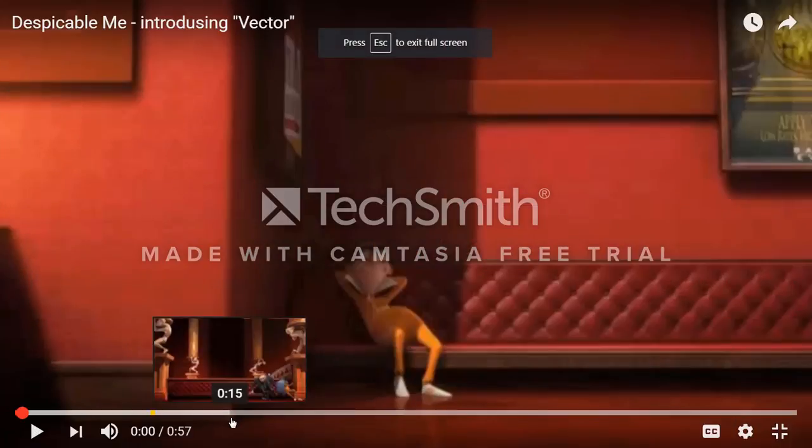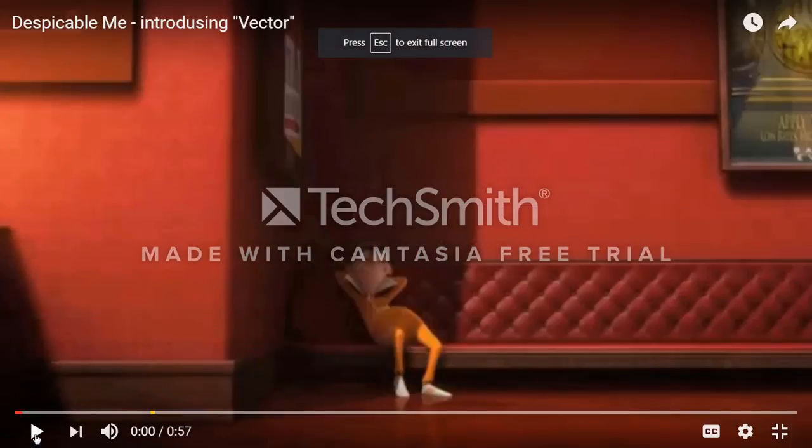I don't know if you've seen Despicable Me, I have, and I quite enjoyed the movie, so I'm going to let none other than Vector himself discuss what a vector is.